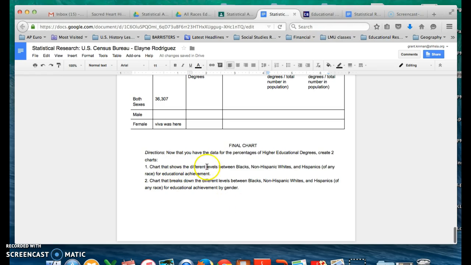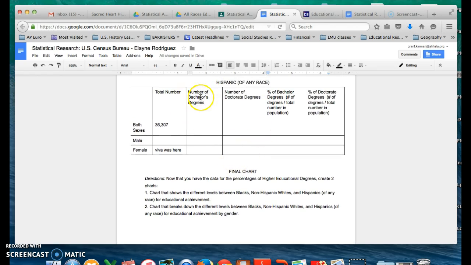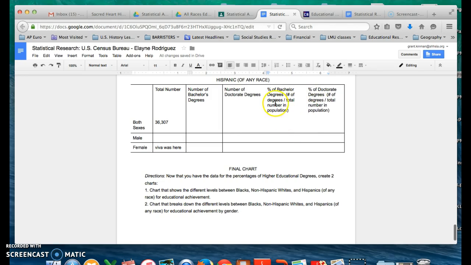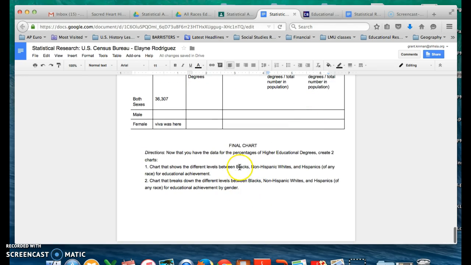Okay, it says, what you need to create is a chart that shows levels between blacks, non-Hispanic whites, and Hispanics of any race for educational achievement. Interesting. So, if educational achievement is a measurement, we have to think, how have we calculated this? Well, one of the ways we've done this is we looked at the number of bachelor's degrees by ethnicity and race, and we have that as a percentage. So we can represent that data, but we also have the numbers of doctorate degrees, which is an even higher measure of education, higher education. But let's think about how we're going to set up our chart. So we need to represent 3 different groups: blacks, non-Hispanic whites, and Hispanics. So we have at least 3 columns.